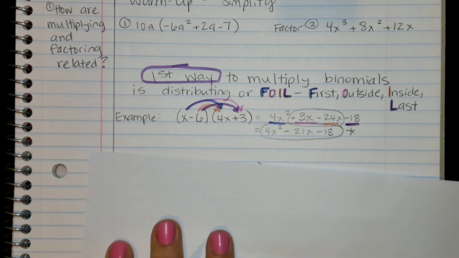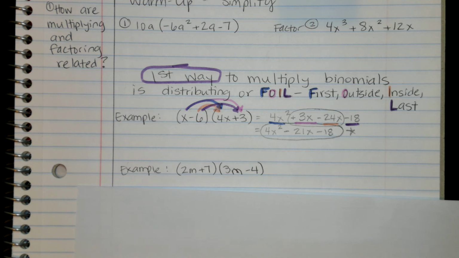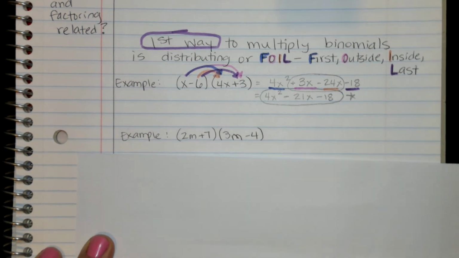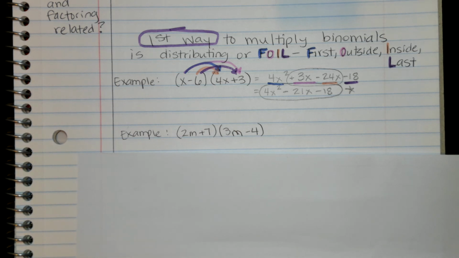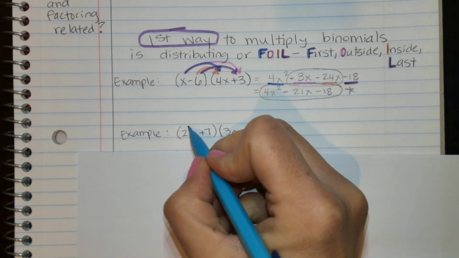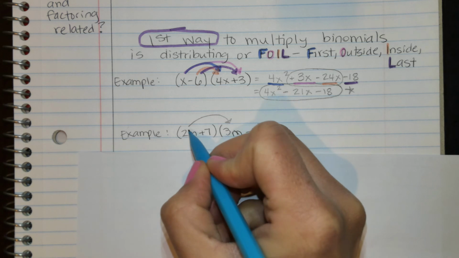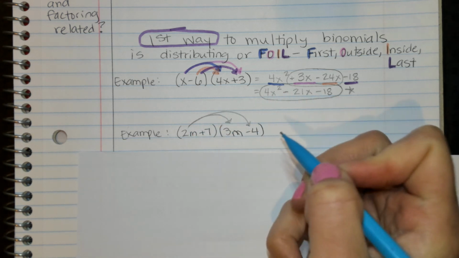All right, so of course, it's going to take more than one example to learn how to do this. So go ahead and copy down this next one. And again, it is just distributing or thinking first, outside, inside, last. I'm not going to make this one as colorful. I just kind of want you to see how the process is done. Okay, so I'm going to multiply first and then outside. So it's like distributing by 2m.